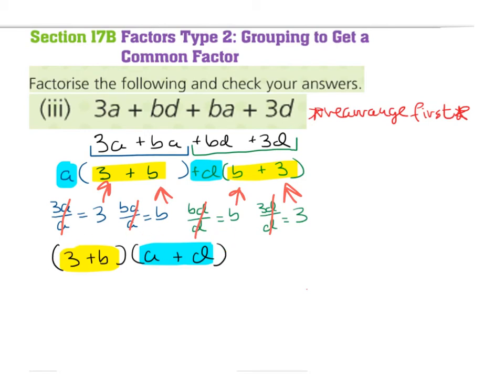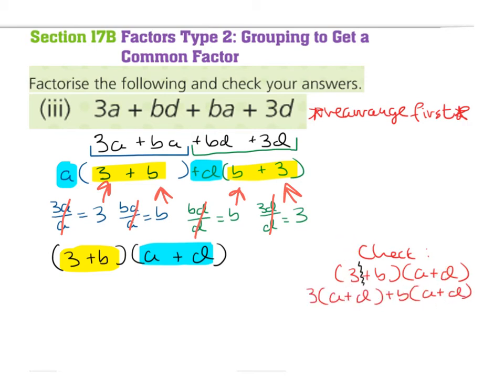So we're going to just check, are we right? So we're going to multiply out these brackets and see, do we get back to the start? So we have 3 plus b multiplied by a plus d. So I'm going to crack open the first egg. So I bring down the 3, I stick on the second egg, a plus d. I bring down the plus b, I stick on the second egg, a plus d. Then I multiply out my brackets.